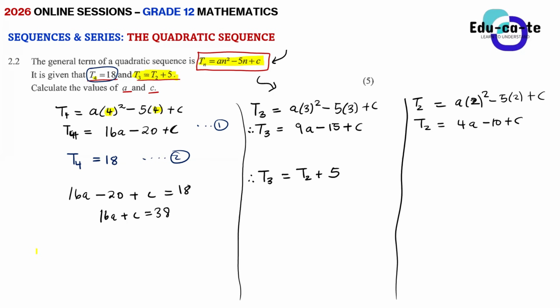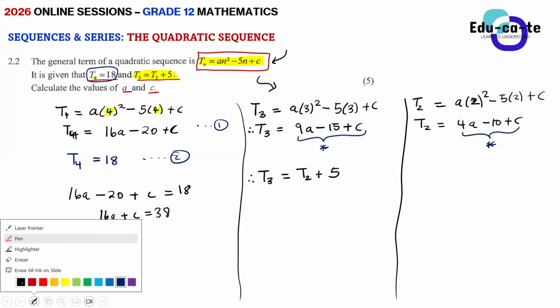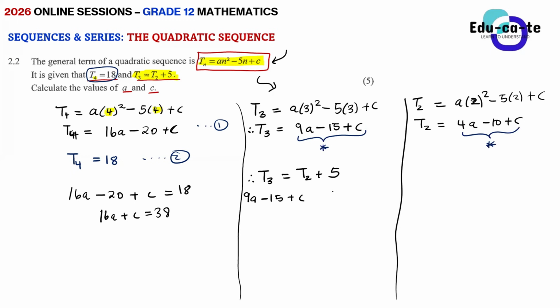Then I took those expressions for T3 and substituted them into the formula. The expression for T3 is this one, and the expression for T2 is this one. So Sam said we substituted that. Where there is T3, we put 9a minus 15 plus c. And where there is T2, he put 4a minus 10 plus c. But there is a plus 5 there, guys, already.